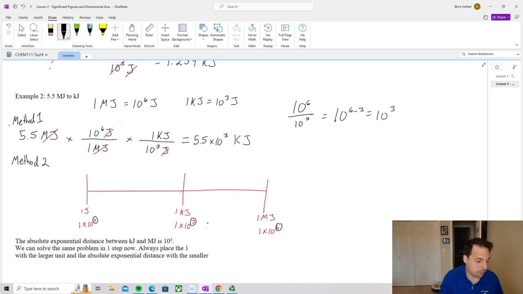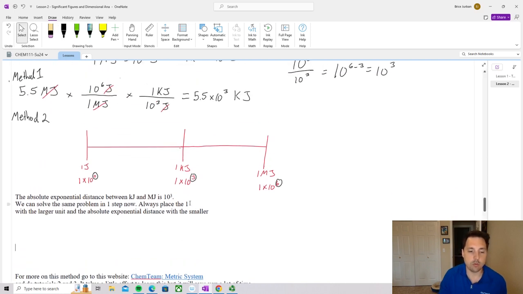Now, the absolute exponential distance is the difference between these exponent values. So we have 6 and 3. The difference between those is 3. 6 minus 3 is 3. If we did 3 minus 6, we'd get negative 3. But the absolute exponential distance is just the positive value. And we can always place the 1 with the larger unit and the absolute exponential distance with the smaller unit.